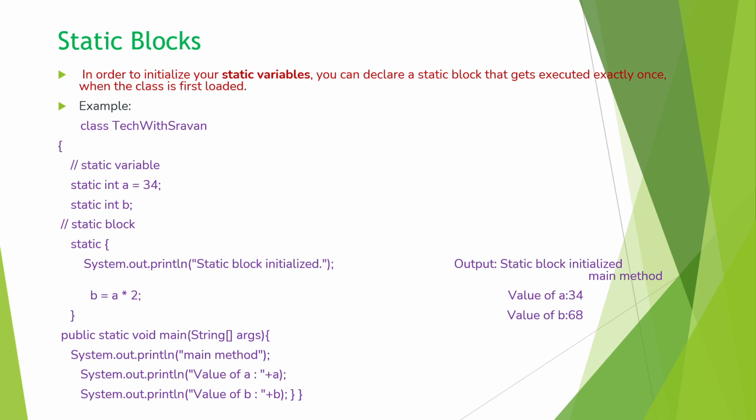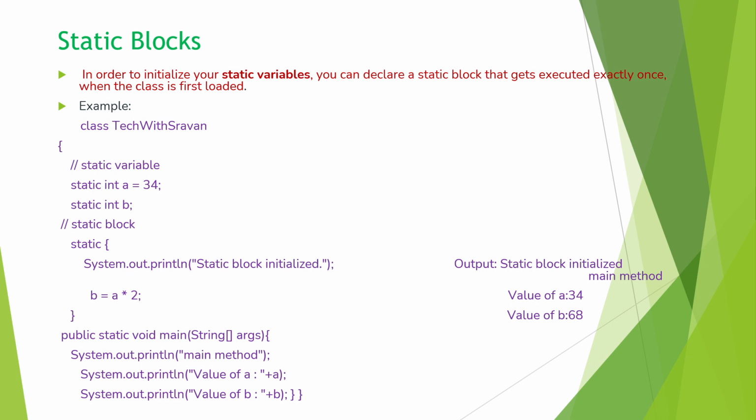If you see the example, I take a class TechWithShravan. In that, I have a static variable, static int a = 34, and static int b. I didn't initialize b. Now I am creating the static block. How do we create a static block? Below, you see static, curly braces open and close. This is the static block. It has System.out.println("static block initialized"). Here I am initializing b = a * 2. Like that I initialize the value for b.